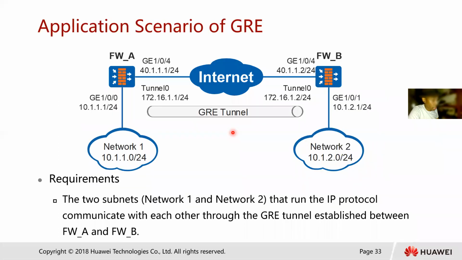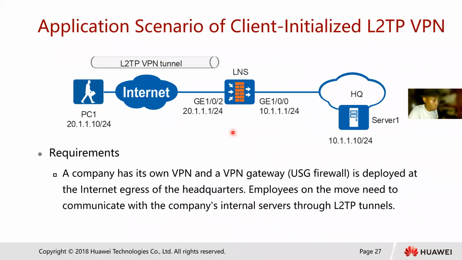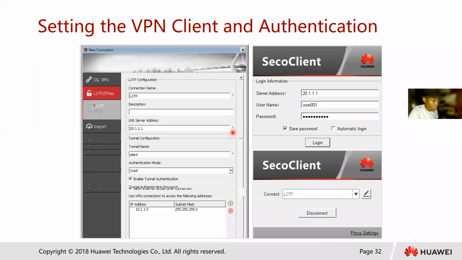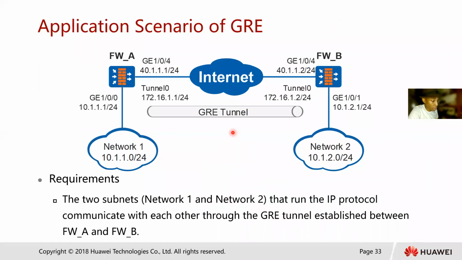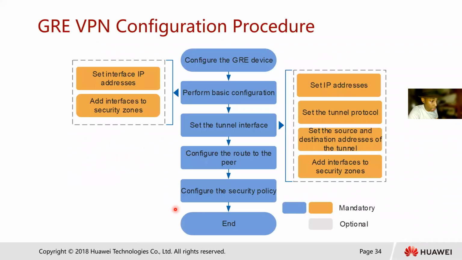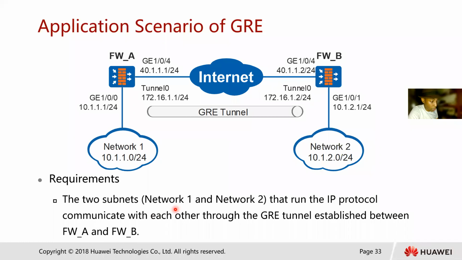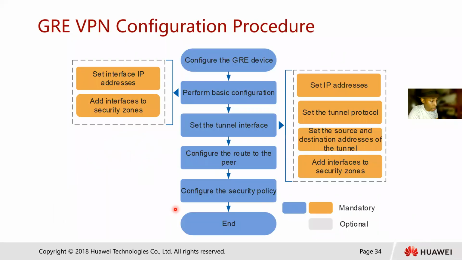That was an application scenario for a client-initiated L2TP VPN. There's also an application scenario for GRE. You'll be able to check some of the requirements. It requires 2 subnets, network 1 and network 2, and then you have a GRE tunnel established across the internet between the 2 firewalls. So the configuration procedure works on that.